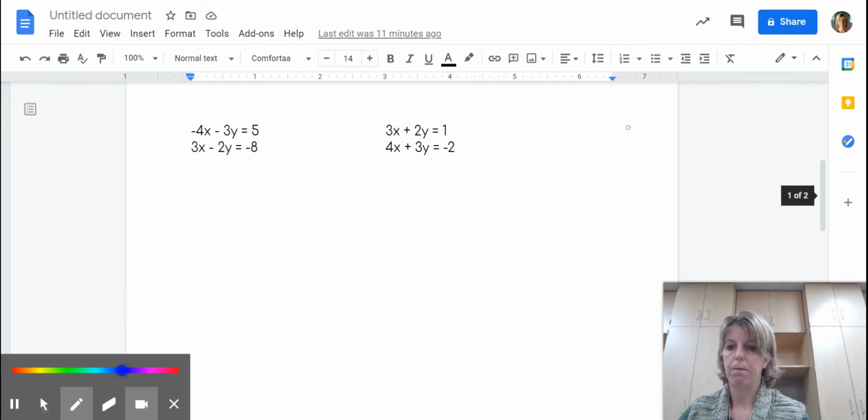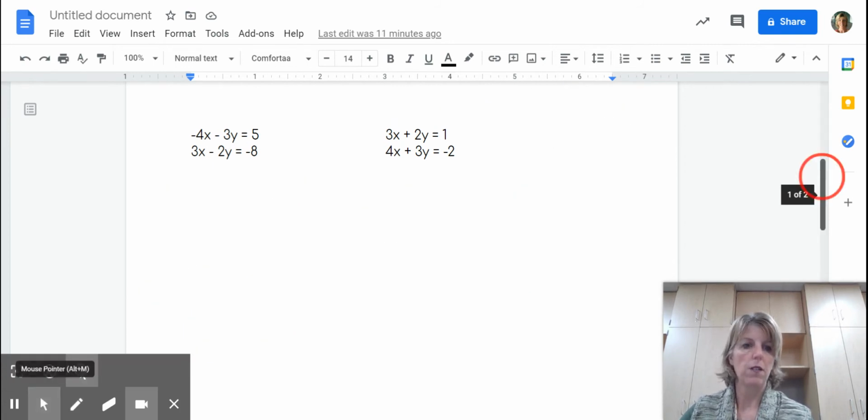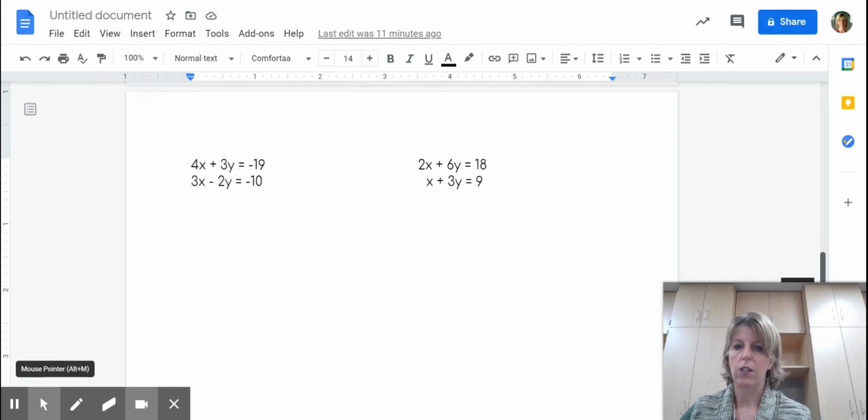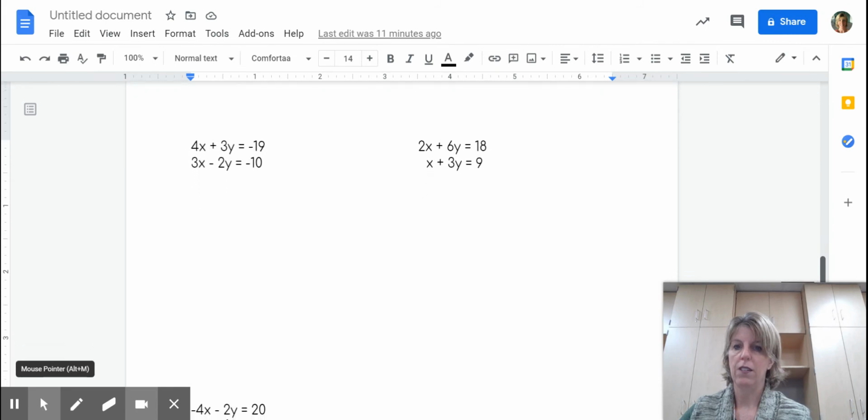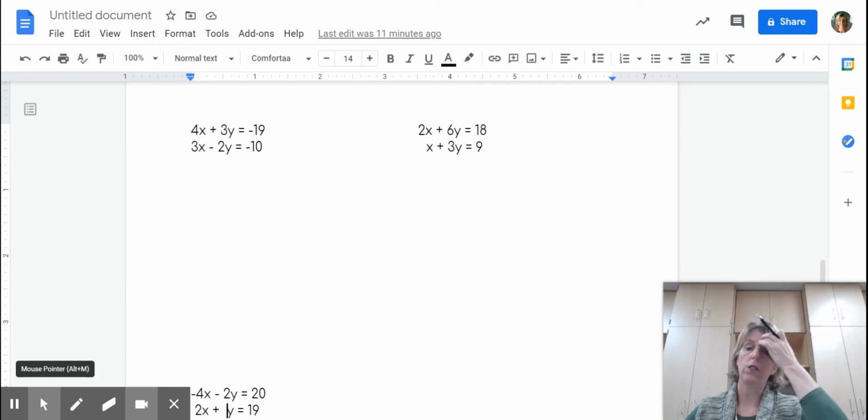You try one. I invite you to pause the video. Take a look at the first one here. Take a look at the 4x plus 3y equals -19 and 3x minus 2y equals -10. Pause the video, take a look at it, and try this one on your own. If you get stuck, play the video, but give it a try and see if you can do this one on your own.